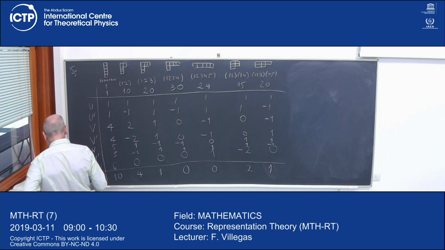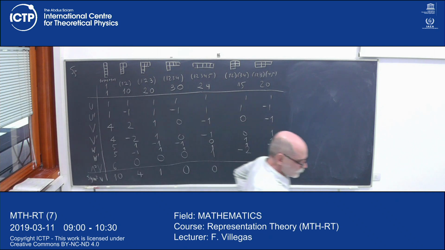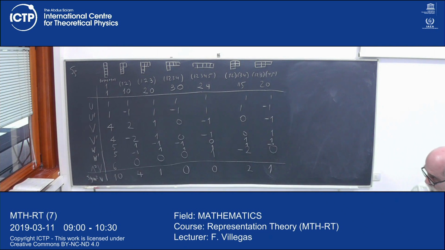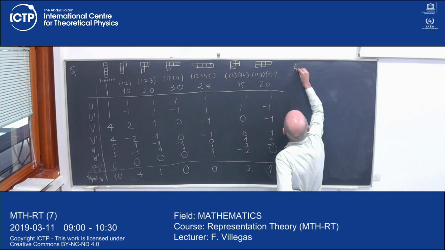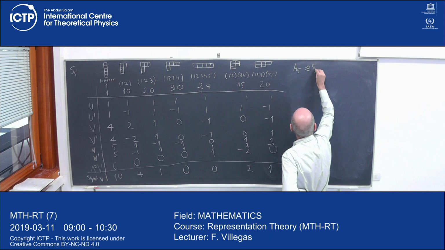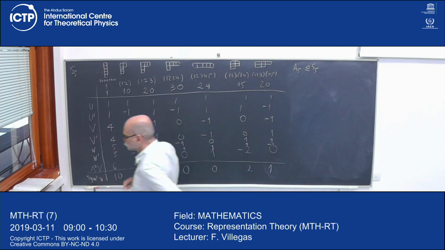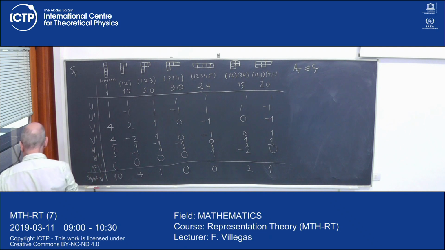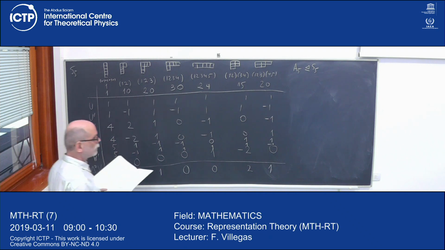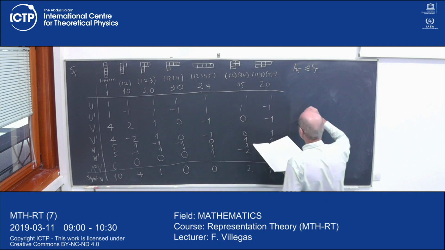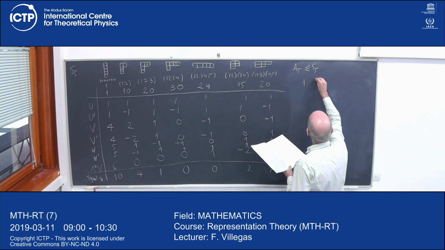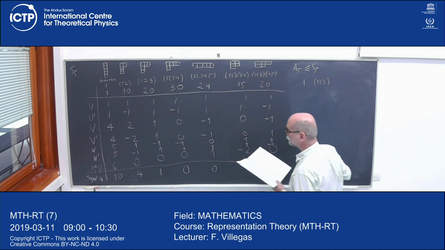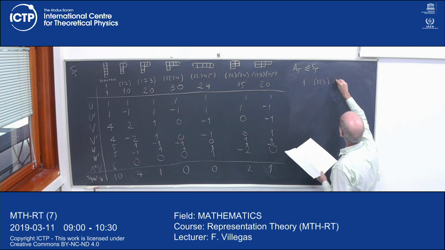So yeah, maybe I should do that now. So the character table of A5. A5 is a normal subgroup of S5, or it's a simple group of order 60. And if you look at its conjugacy classes, they would correspond to the cycle types of even permutations.